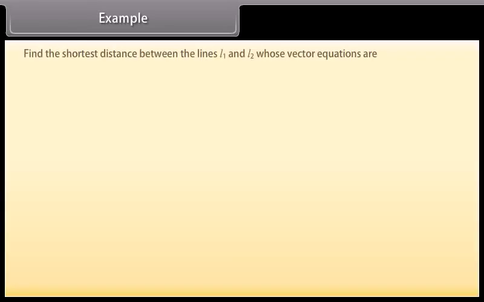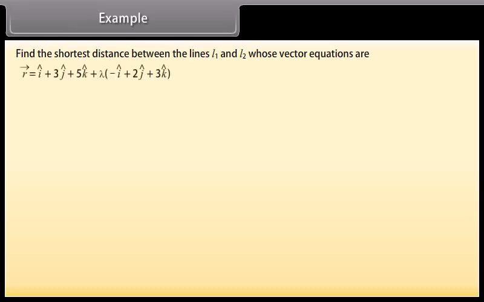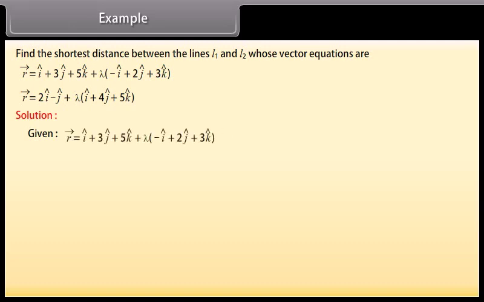Example. Find the shortest distance between the lines L1 and L2 whose vector equations are vector r equals i cap plus 3 j cap plus 5 k cap plus lambda times minus i cap plus 2 j cap plus 3 k cap, and vector r equals 2 i cap minus j cap plus mu times i cap plus 4 j cap plus 5 k cap. Solution. Given the two equations as above.